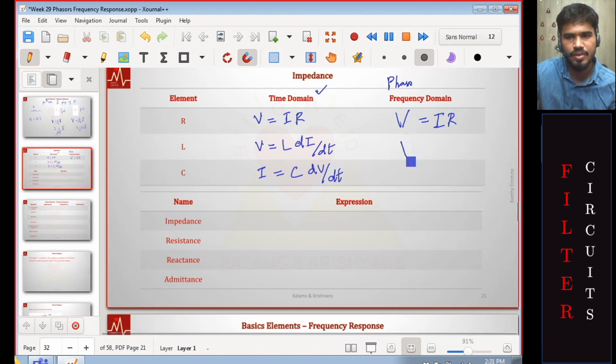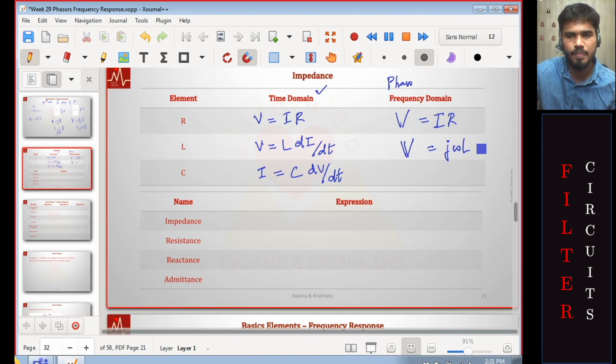Here V is j omega L into I, and here V is 1 by j omega C into I. Notice, if you know some Laplace transform, taking a derivative in time domain corresponds to multiplying by j omega. So j omega C into V equals I, right?